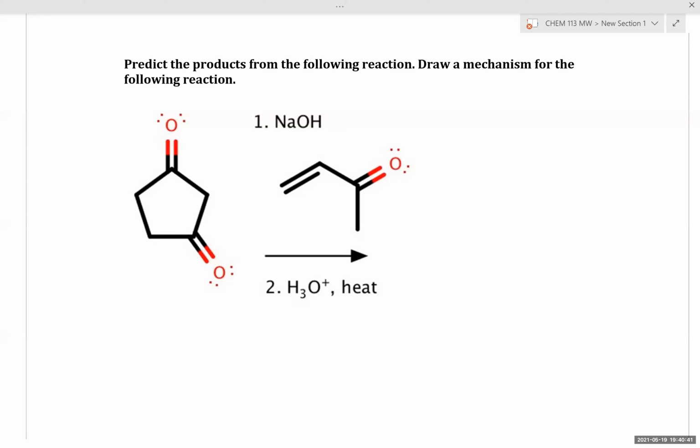So we have this beta diketone, or this 1,3 diketone, and we're treating it with sodium hydroxide followed by an electrophilic enone. So what will happen in this reaction? What's the first thing that's going to happen? Does anyone have a thought or a perspective?